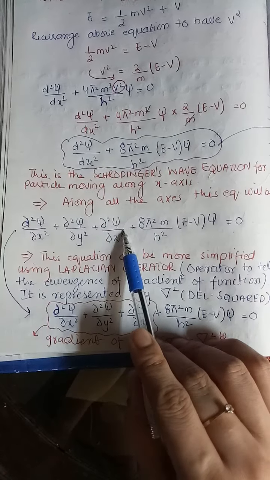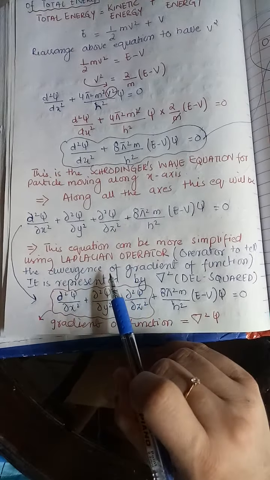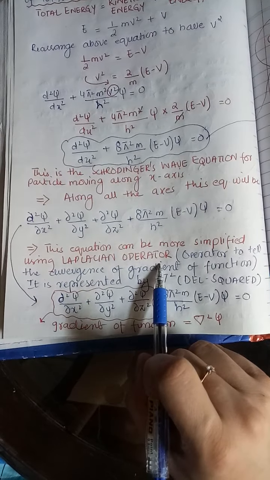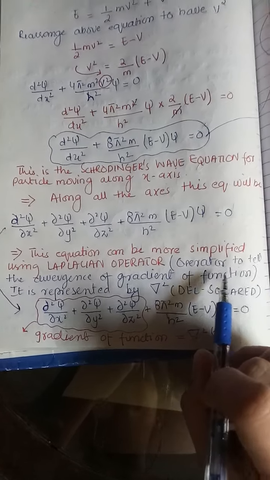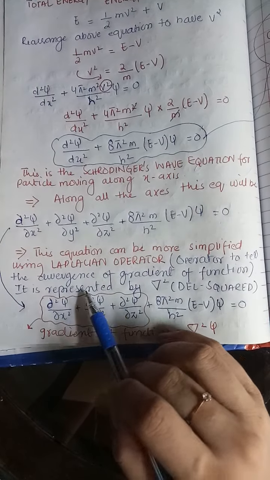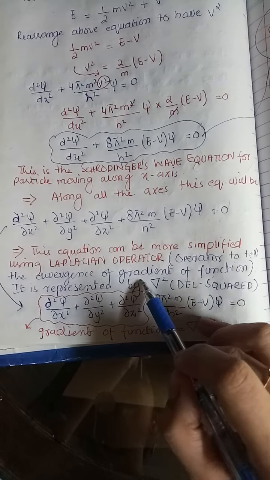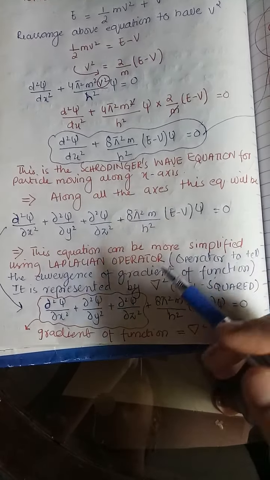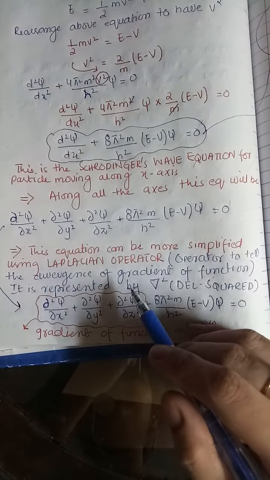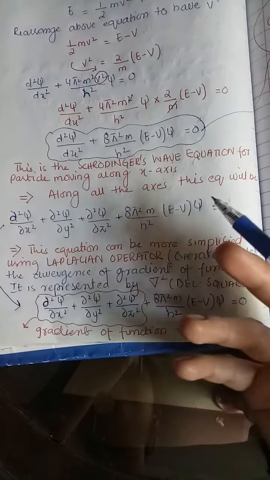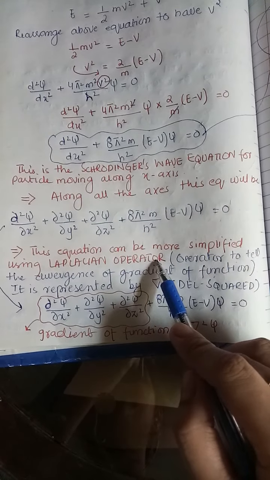And this equation can be more simplified using the Laplacian operator. Now, what is a Laplacian operator? It is the operator that tells us the divergence of the gradient of the function. Gradient means the change, how the function changes, what will be its divergence, how it changes, with respect to what it changes. This is represented by the Laplacian operator.